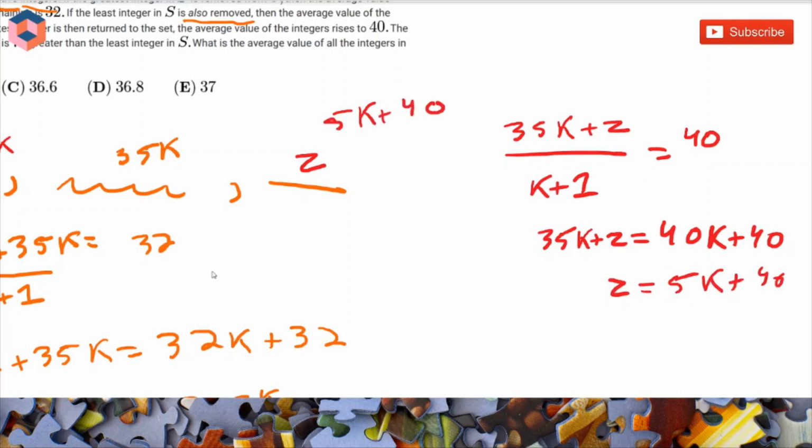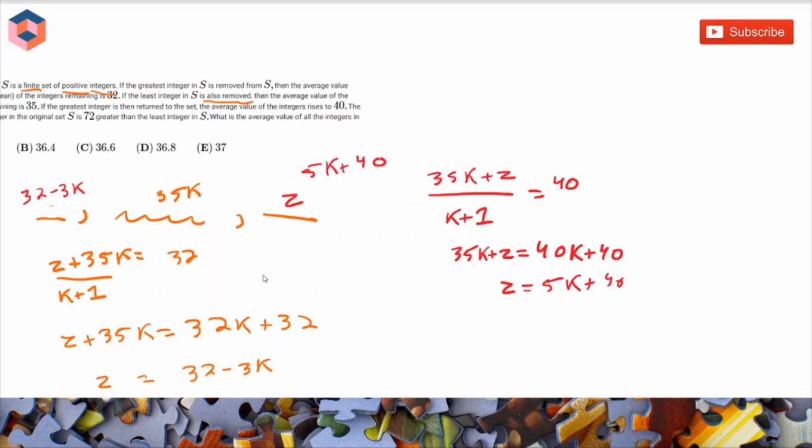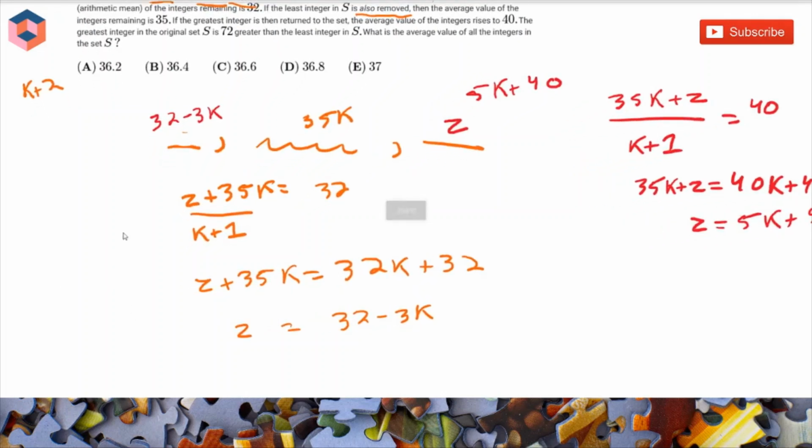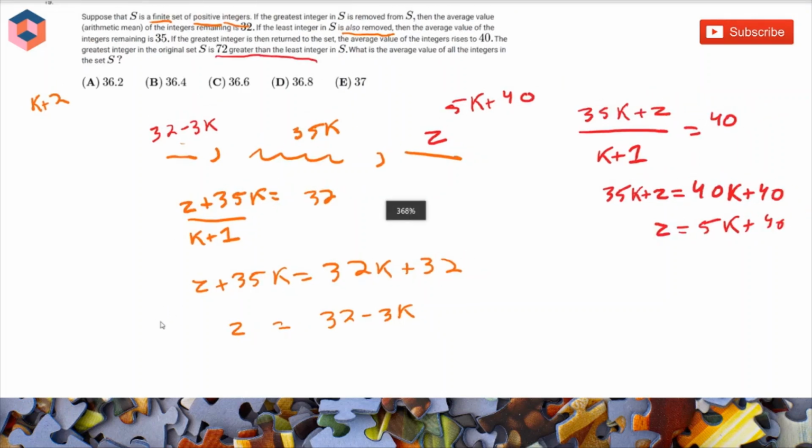Okay. But wait a second. Adding all of these up, this gives us a very important equation. So we know that 5k plus 40 minus 32 minus 3k is 72. Because the greatest integer in the original set is 72 greater than the least integer. And that's the last piece of information that they gave us.